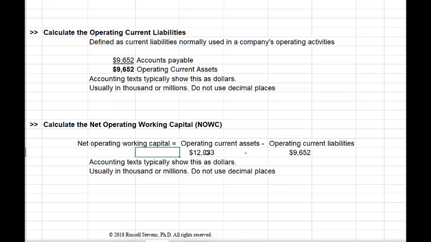To calculate the net operating working capital, highlight the workbook cell under Title, type an equal sign, highlight the $12,083,000, type a minus sign, highlight the $9,652,000, and press Enter. Keep in mind while doing assignments that getting either of the numbers above wrong means that this will also be wrong. It's amazing how far a small mistake at the beginning of an assignment can go in having the wrong answers all the way down a workbook.